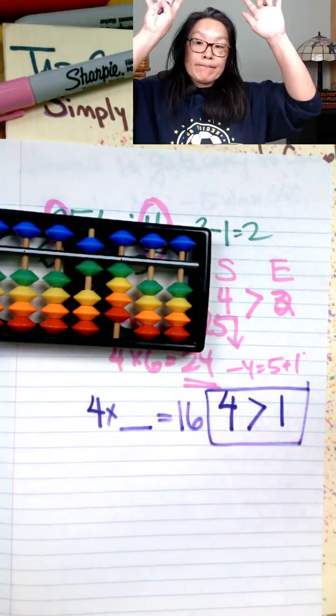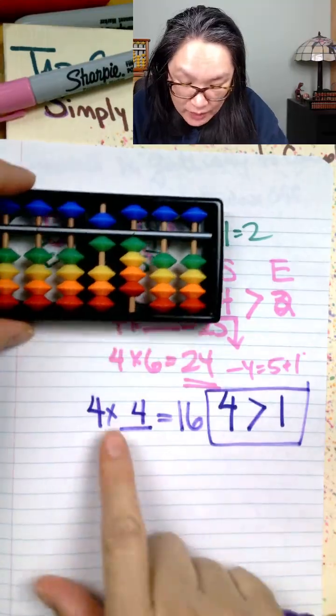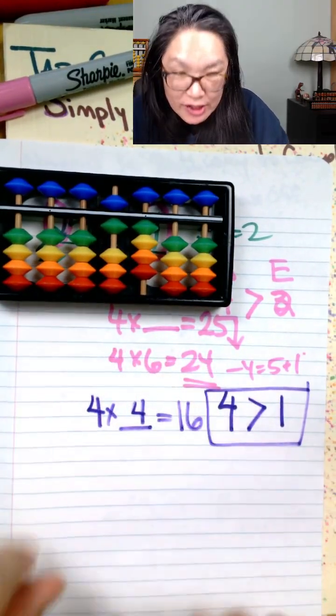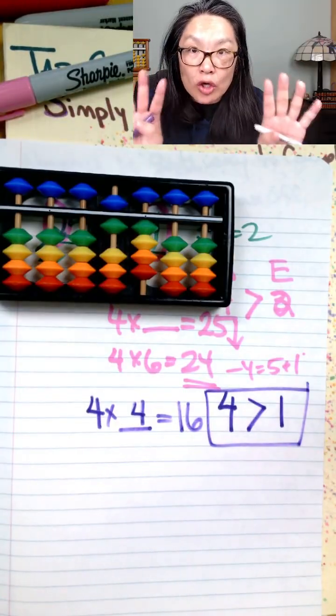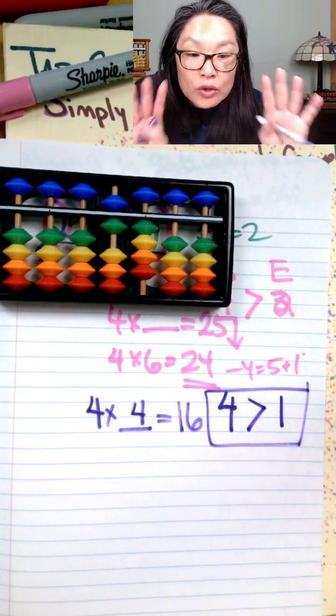And that's it. But you know why it's easier? Because in Abacus, we do what's natural to us. We know our multiplication table. We don't learn our division table. There is a division table, but we don't learn division table.